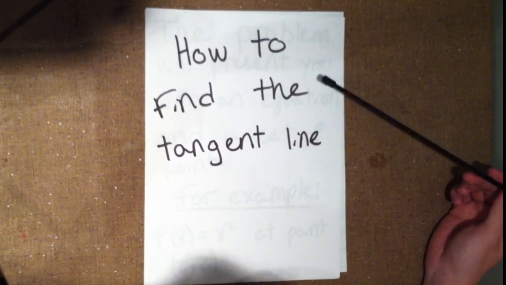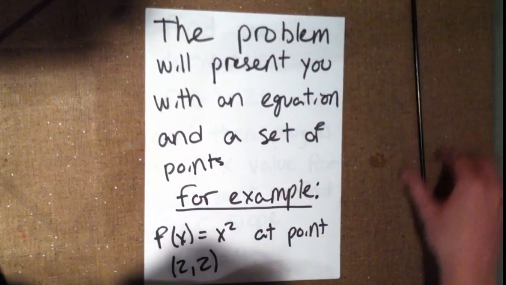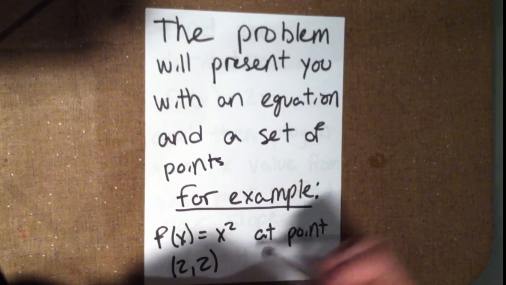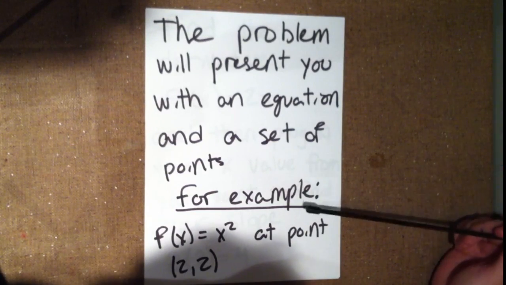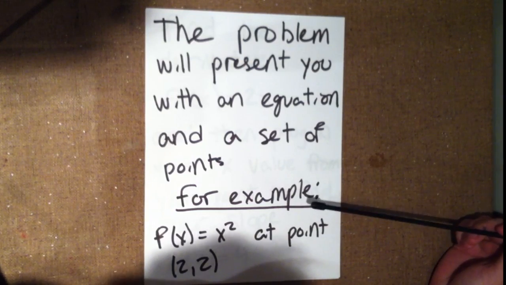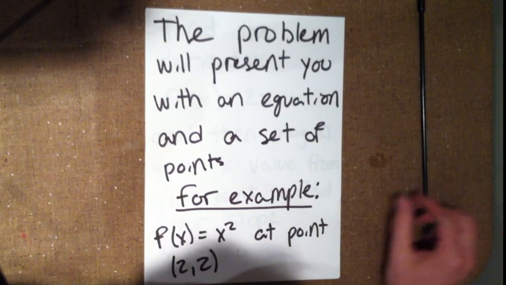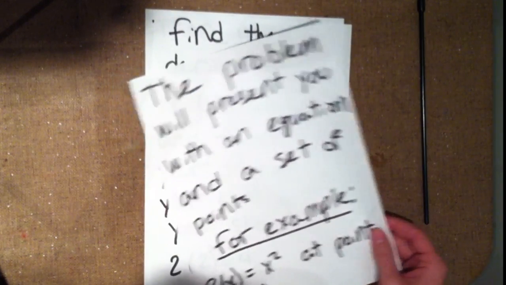Last but not least, I'm going to talk about how to find the tangent line. The problem will present you with an equation and a set of points. For example, f of x equals x squared at point (2, 2). And they will ask you to find the tangent line of this particular point.